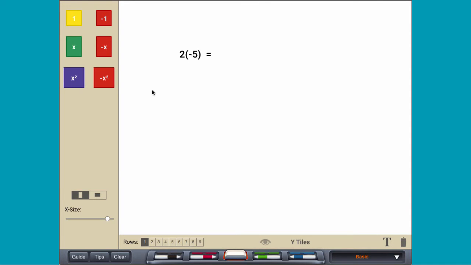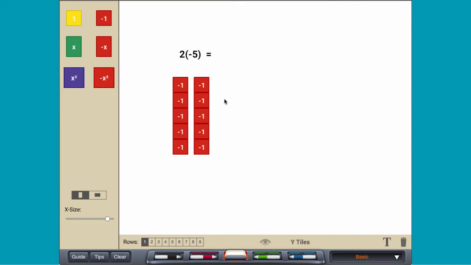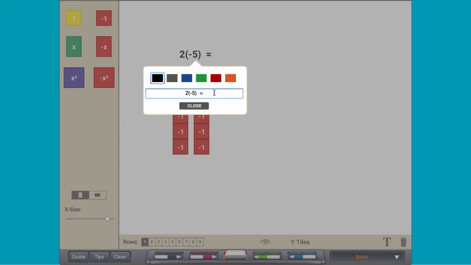Multiplication can be thought of as the first number telling how much to make of the second number. So 2 times negative 5 is like making 2 groups of negative 5. There are 10 negative unit tiles in total, so 2 times negative 5 equals negative 10.